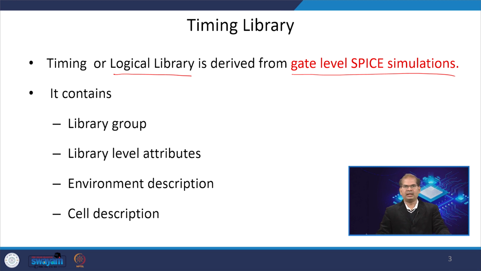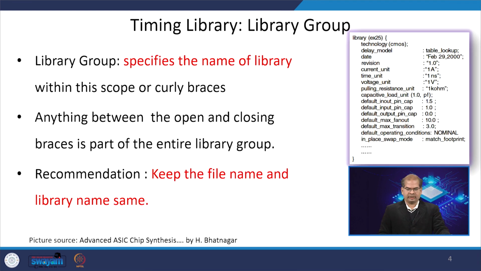This file has many sections inside it. The first one is the library group, the second one is the library level attributes, the third one is the environment description, and the fourth one is the cell description. We will discuss one at a time. First we will discuss the library group.